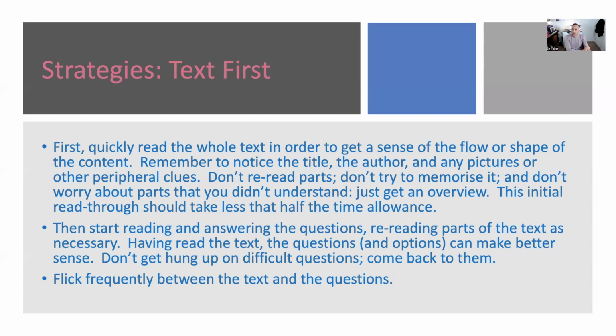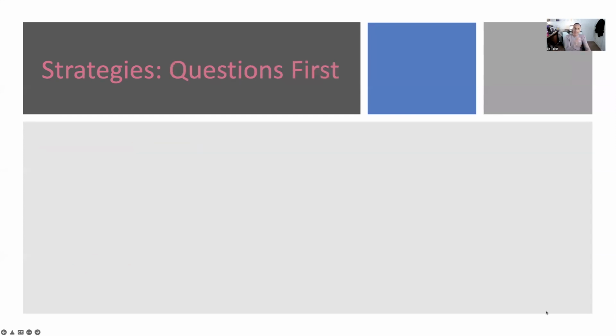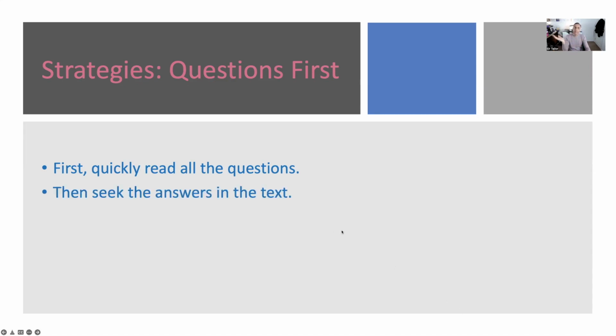But of course, it's not the only strategy. There are many others. So let's go to the next strategy. The next strategy is read the questions first. And some people have tried this. So this is what they do. First, quickly read all the questions. So if there are 15 questions, read 15 questions. Then they go to the text and start looking for the answers to the questions.